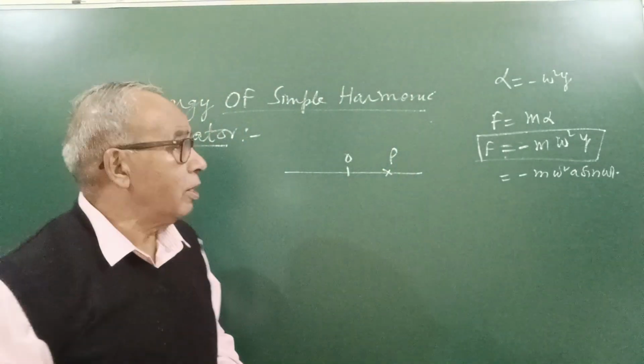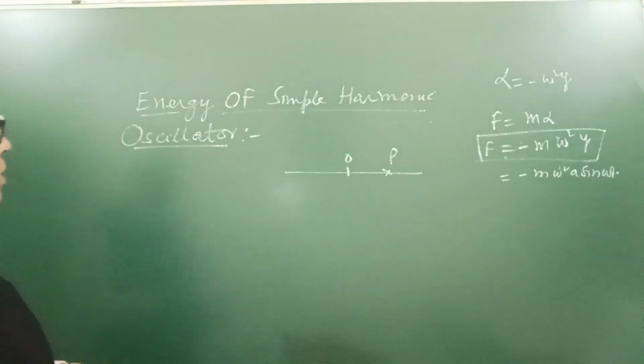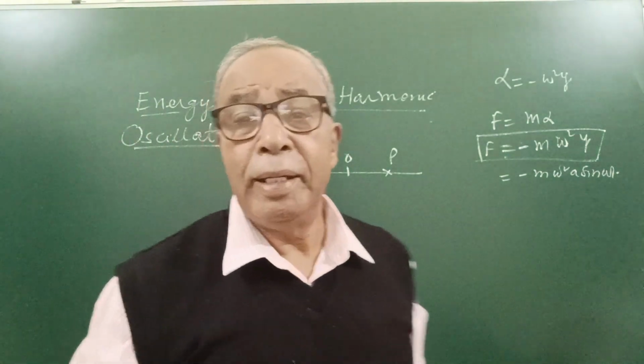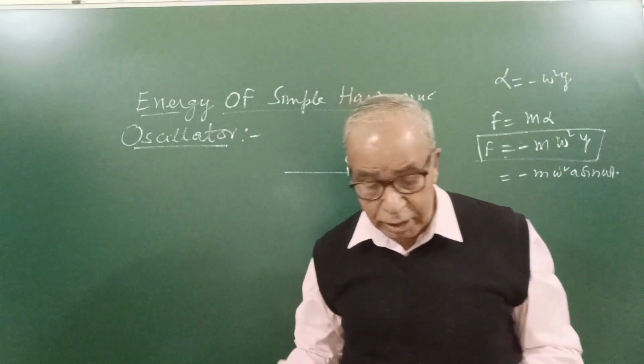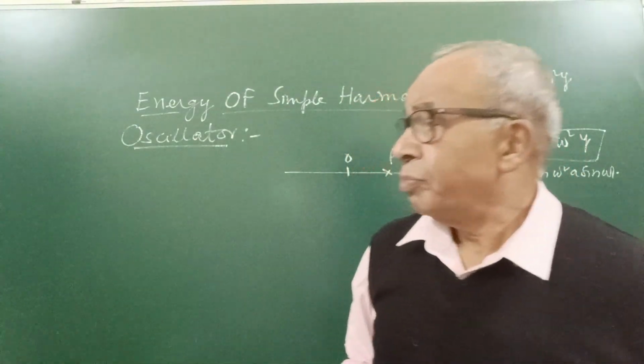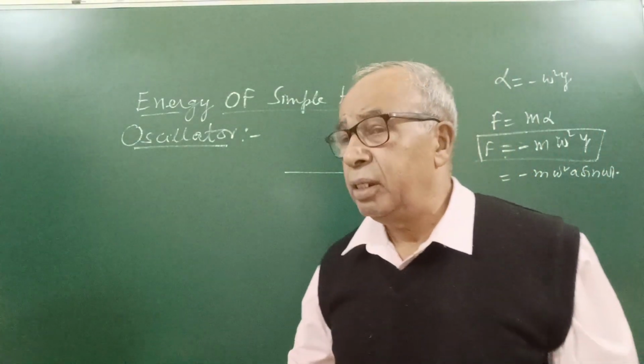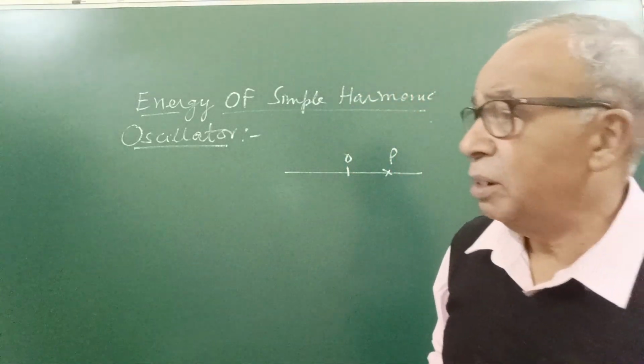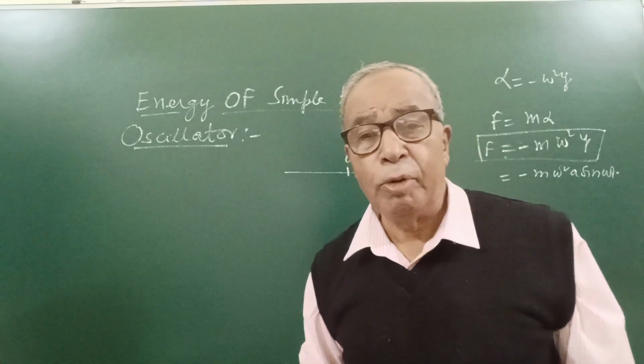Well, dear students, here the heading is energy of simple harmonic oscillator. Any body which oscillates simple harmonically, any particle, anything which oscillates to and fro about a fixed point is called a simple harmonic oscillator.